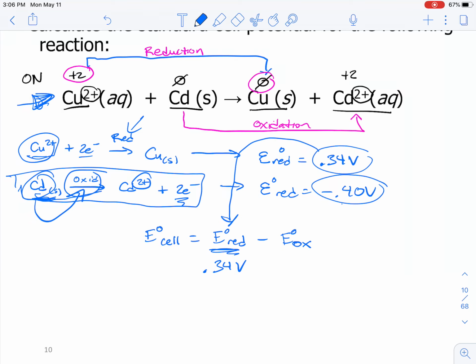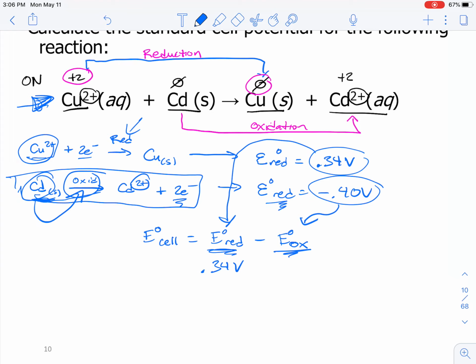And so this number here, this negative 0.40 volts, is going to go into this spot in the equation, even though this value is originally a reduction potential value. What will change this value from reduction to oxidation is this minus sign in the equation. And so this minus sign will naturally flip your reduction potential so that it represents oxidation.